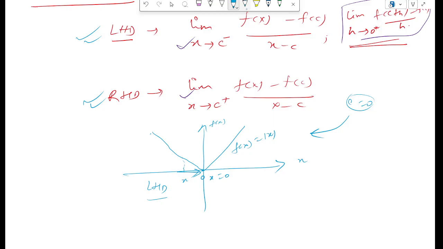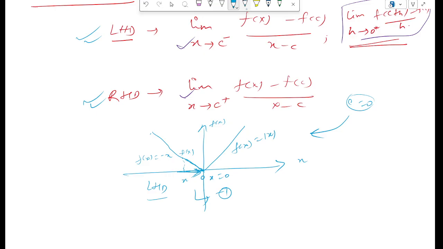Now, what are we trying to calculate? This is f(x) and this is f(c). So (f(x) minus f(c)) by (x minus c). That means we are trying to calculate the slope of this graph. So this slope will always remain the same when we try to go closer and closer to 0 from the left side. This will always remain the same, which is -1 in this case, since this graph is f(x) equal to minus x in this region. So this slope will always remain -1 when we reach from the left side.